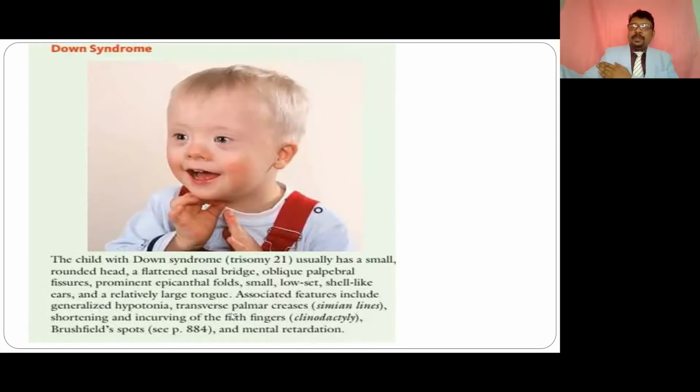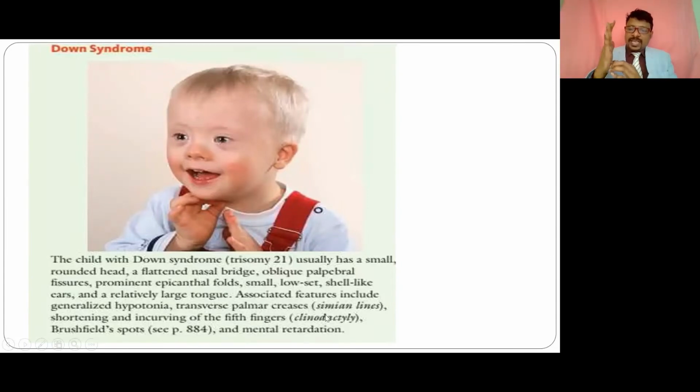For example, in normal muscles, muscle tension is there. But in Down syndrome, they may get hypotonia. The tone will be less, and functional activities are going to be slow compared to normal persons. And they also get a transverse palmar crease.